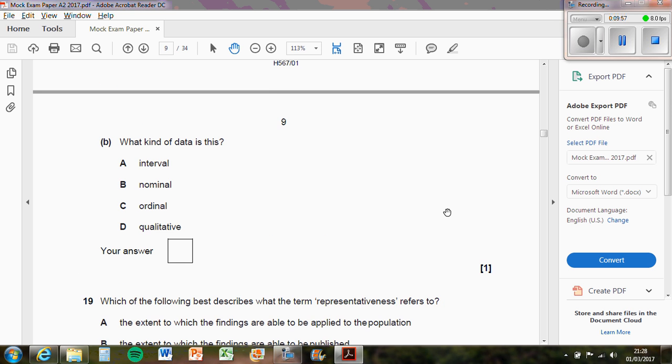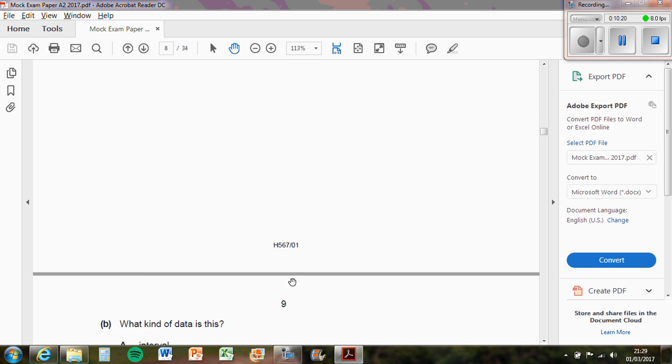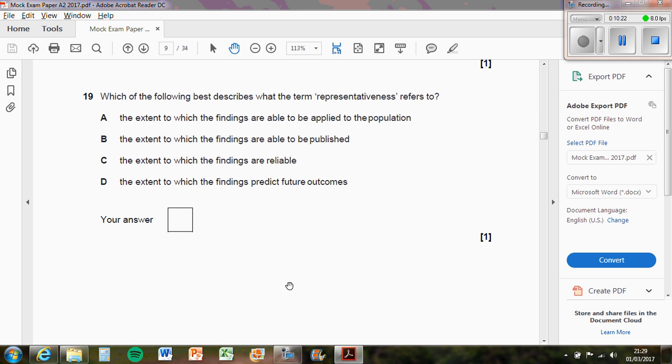The follow-on question says what kind of data is it? Now, as we mentioned before, they're in categories. If you ask the person what is your favourite type of food, they will say meat, fish, fruit, cereals or vegetables. They are words. They're responding in words, and they've counted how many times people have said those things. So it's frequency data in categories. So it's nominal data.